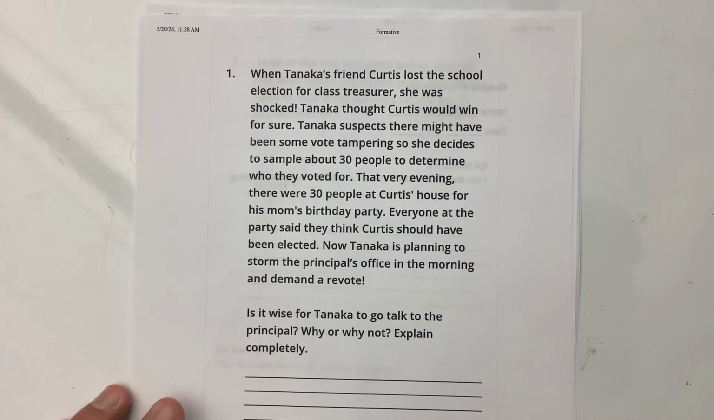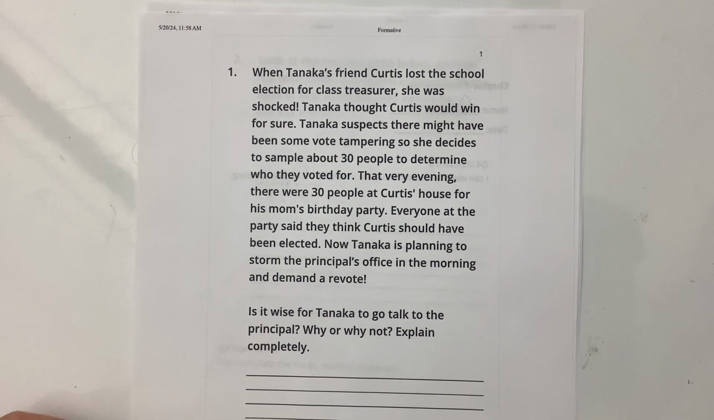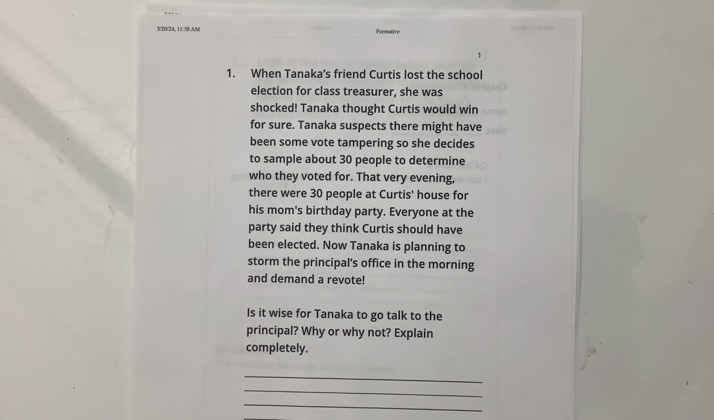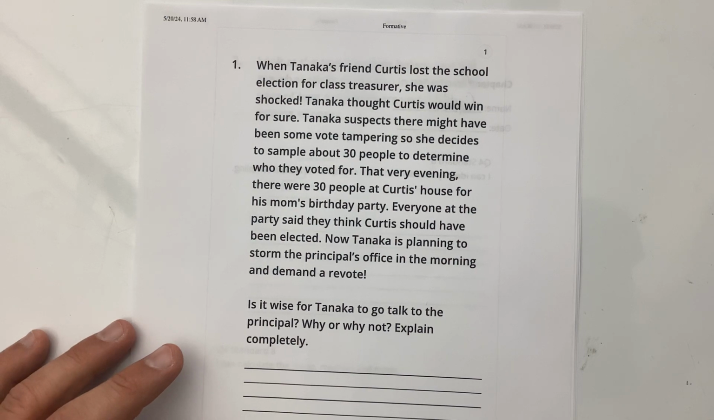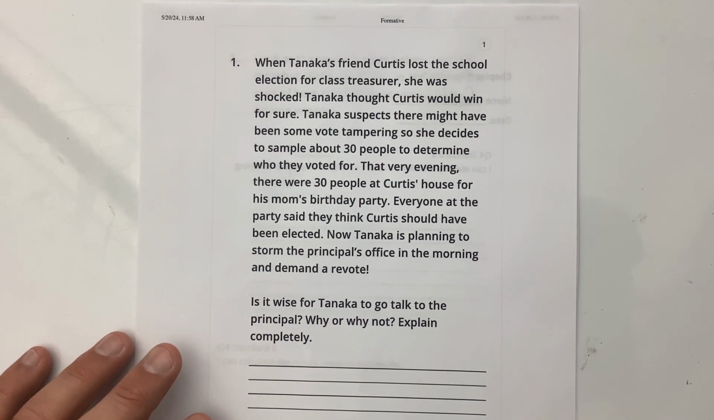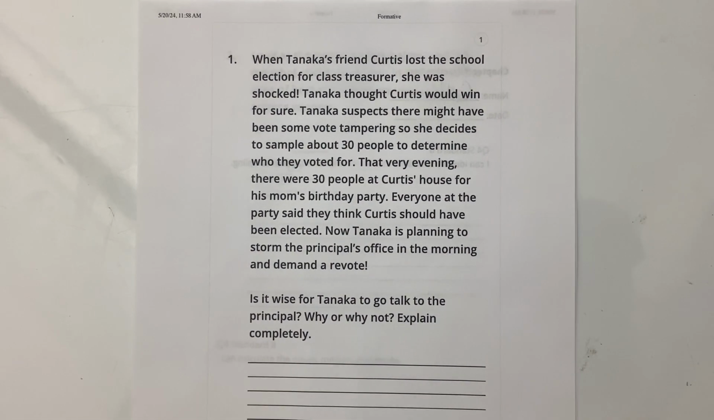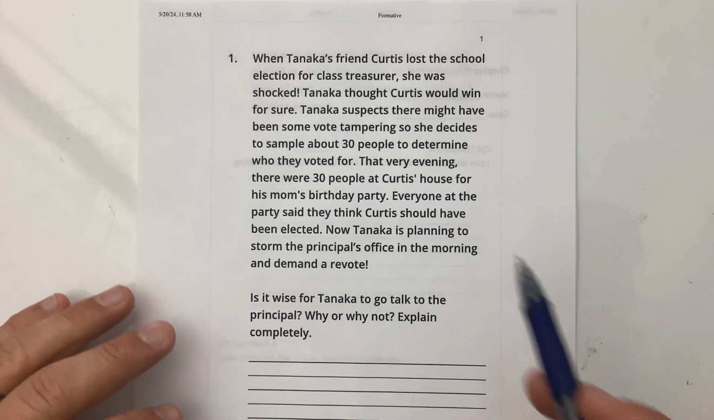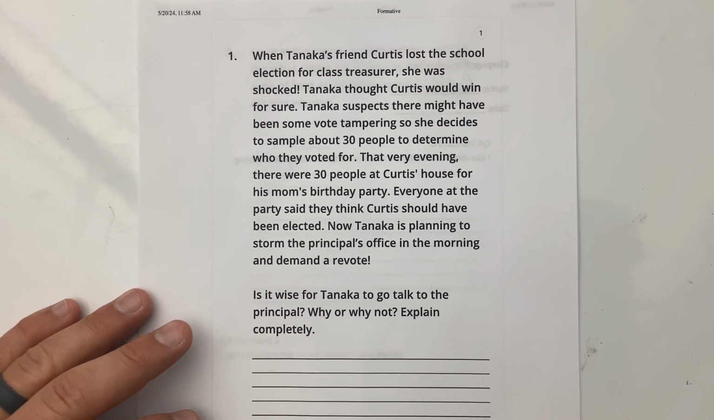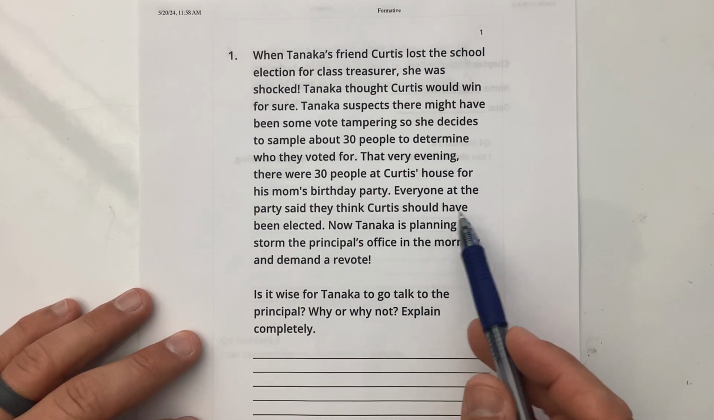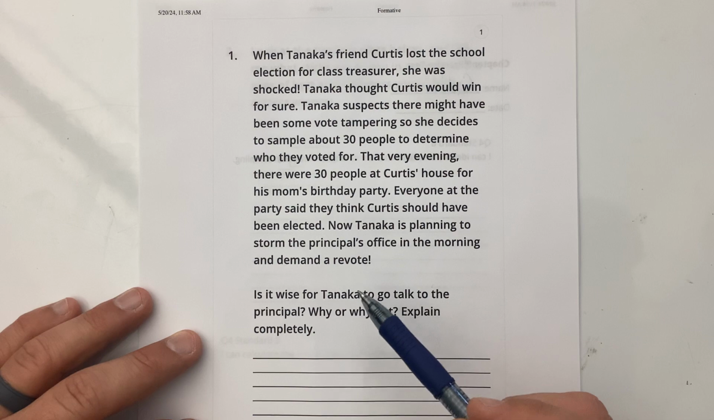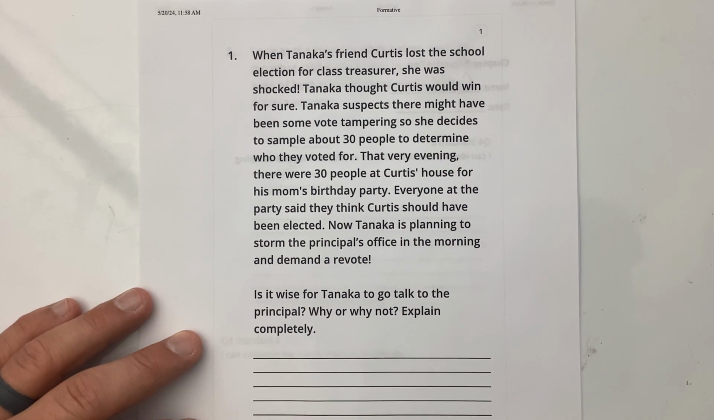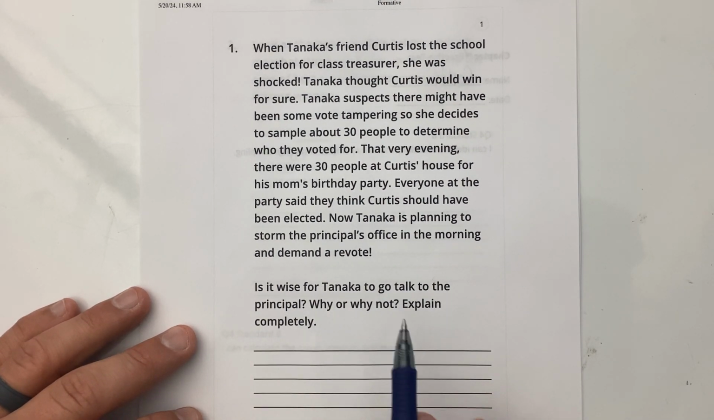When Tanaka's friend Curtis lost the school election for class treasurer, she was shocked. Tanaka thought Curtis would win for sure. Tanaka suspects there might be some vote tampering, so she decides to sample about 30 people to determine who they voted for. That very evening, there were 30 people at Curtis's house for his mom's birthday party. Everyone at the party said they think Curtis should have been elected. Now Tanaka is planning to storm the principal's office in the morning and demand a revote. Is it wise for Tanaka to go talk to the principal?